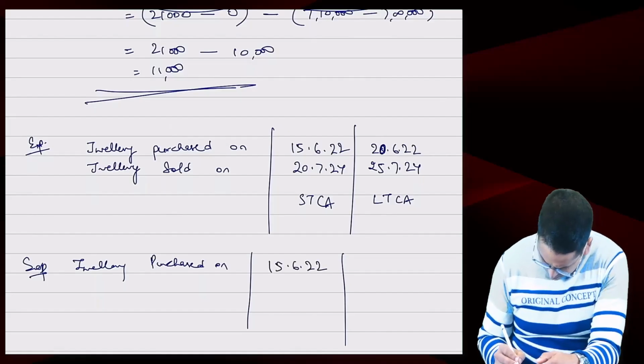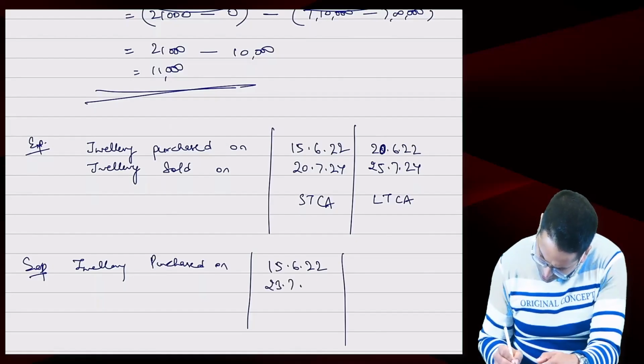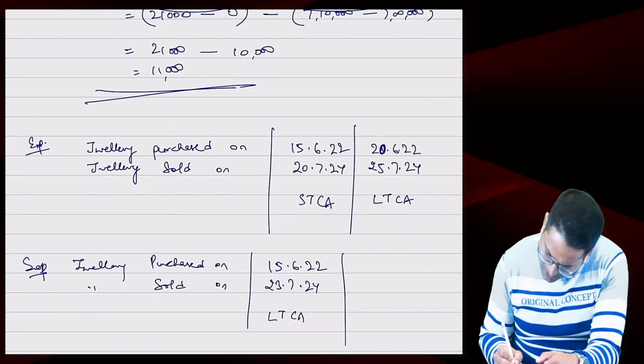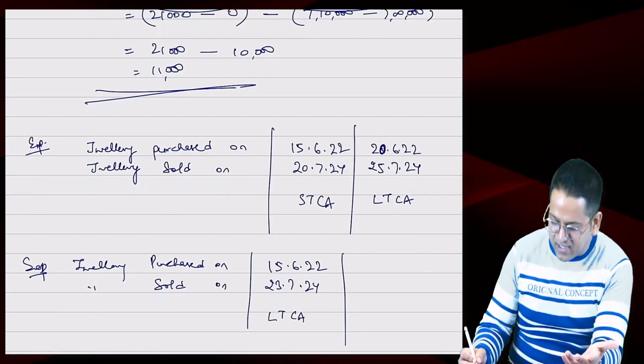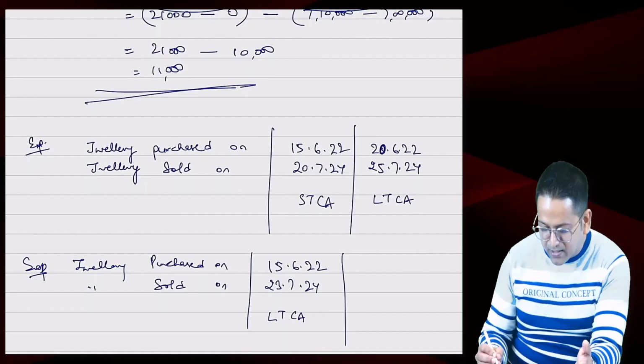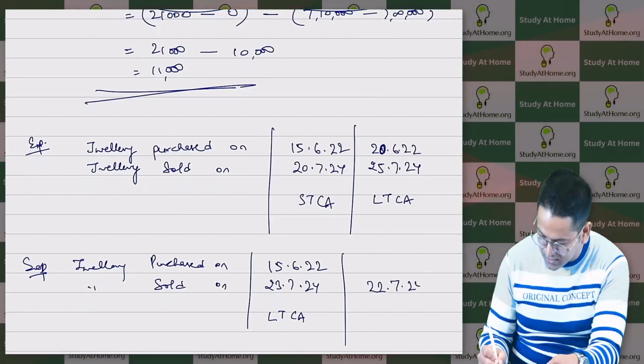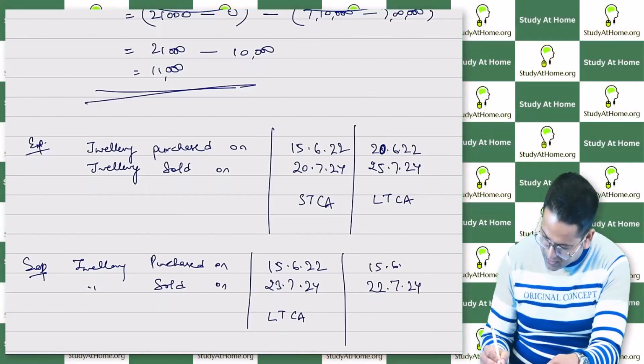15/6/22 and 23rd July 24. What will this be? Long-term capital asset. We will now look at 2 years. From 23rd July, and before 23rd July we used to look at 3 years. Let's say it was sold just one day before, on 22 July 2024. This was bought on the same date. What will this be? This will be a short-term capital asset.